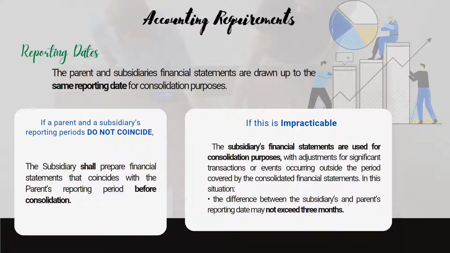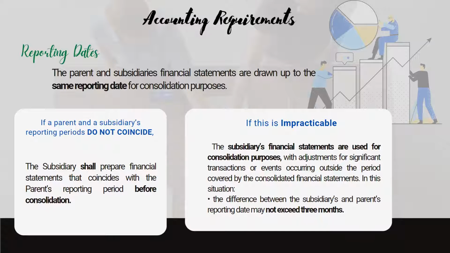Example is, if the parent company is preparing its consolidated financial statements using the calendar year, while the subsidiary is preparing its financial statements by fiscal year, the subsidiary should adjust to coincide with the parent company's reporting date.